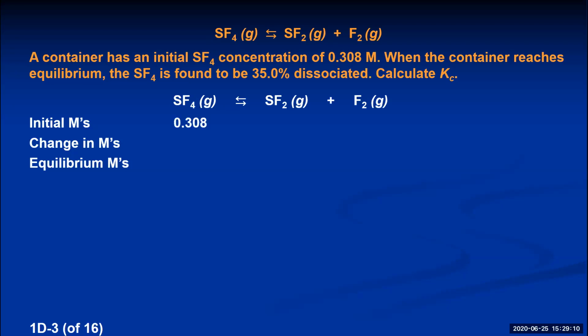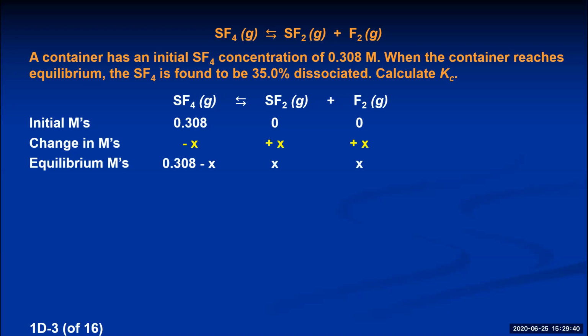The initial molarity of the SF4 was 0.308, and that's all it said was placed into the container, so we can assume there are no products. Because there are no products, the spontaneous reaction has to be in the forward direction. We'll react away 1x of SF4, we'll produce 1x of SF2, and we'll produce 1x of F2. Adding the columns, the equilibrium molarities are going to be 0.308 minus x, and x.